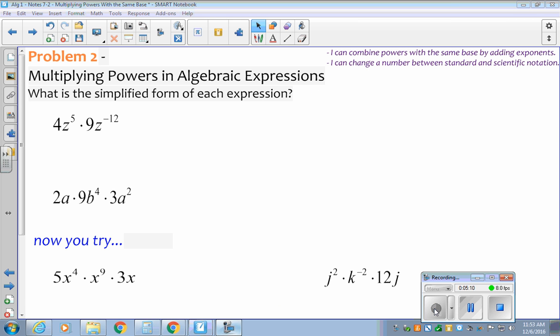Okay, so we're going to look at the situation where we have different numbers, different letters. What do we do? How do we get them simplified? We're going to use the associative property of multiplication and the commutative, and we're going to move stuff around so it's convenient for us. We can only multiply numbers with other numbers and the same variables with the same lettered variables. So in this case, I'm going to group my 4 and my 9 together. And then I'm going to group my z's together.